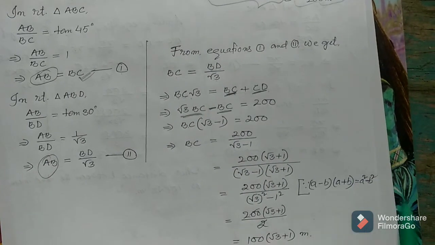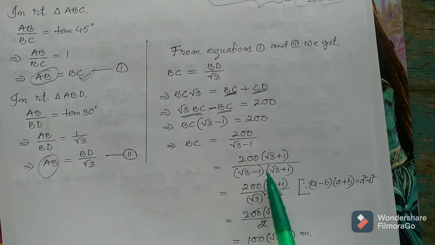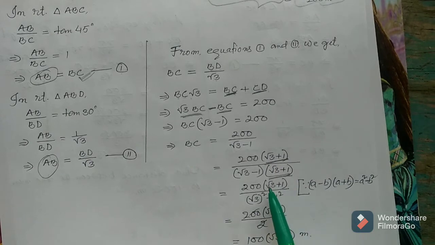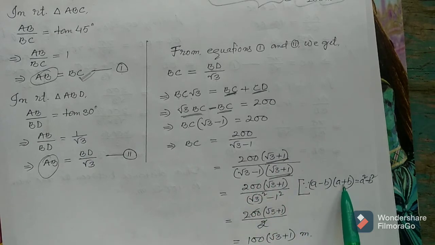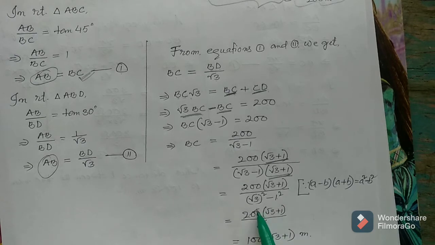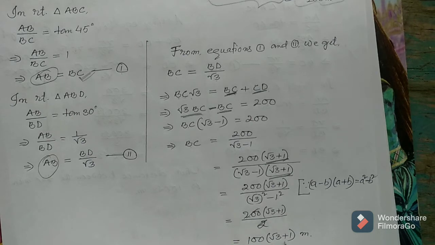Then now you learn this concept in class 9, rationalization. So we are going to rationalize this denominator root 3 minus 1. To do that, the rationalizing factor of root 3 minus 1 is root 3 plus 1. We multiply the same thing for numerator too. Then we apply a minus b whole into a plus b is equal to a square minus b square formula. Then we get root 3 square minus 1 square, which is root 3 square is 3 and 1 square is 1, so 3 minus 1 is 2. Then numerator 200 and denominator 2 are cancelled. Then finally we have 100 whole into root 3 plus 1 meter.